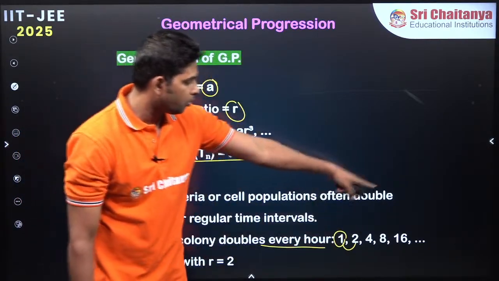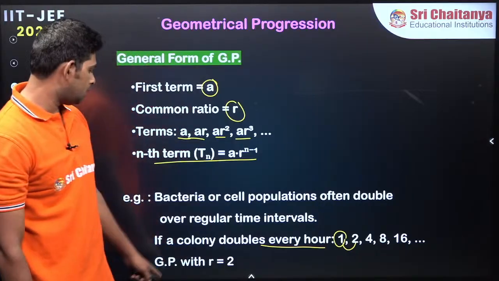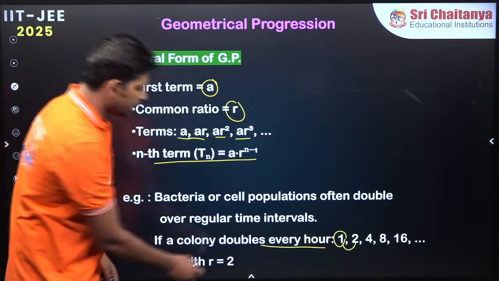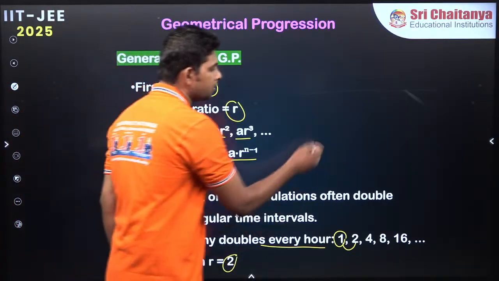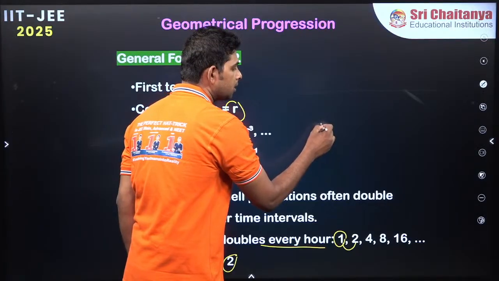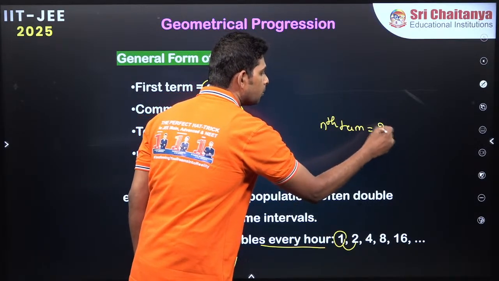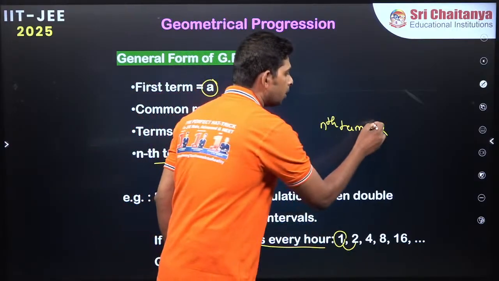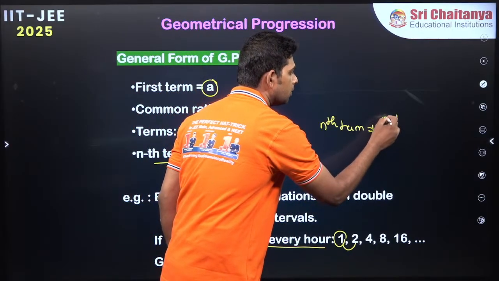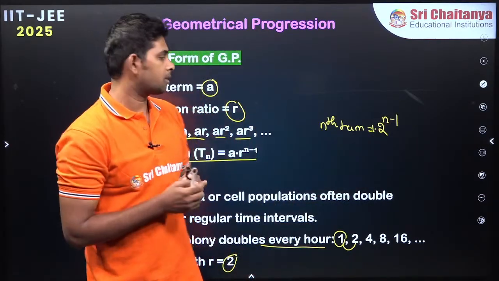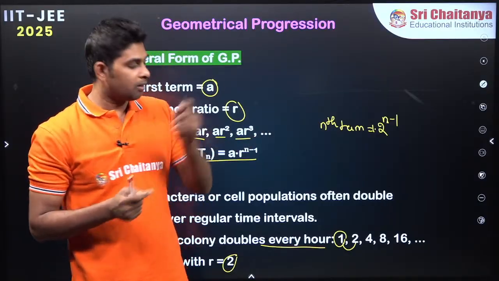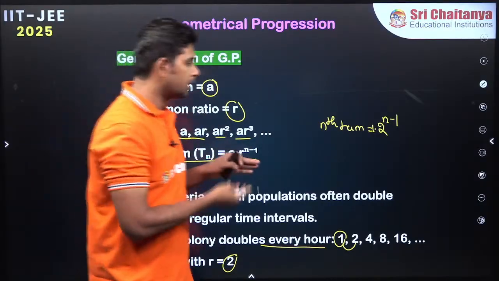2 is going to become 4, 4 into 4 becomes 8 and 16. So it is a GP with common ratio 2. Now if I ask you to write down the nth term, that is going to be 1 into 2 power n minus 1. Now after 10 hours, what will be the number of bacteria in that population in a given area?